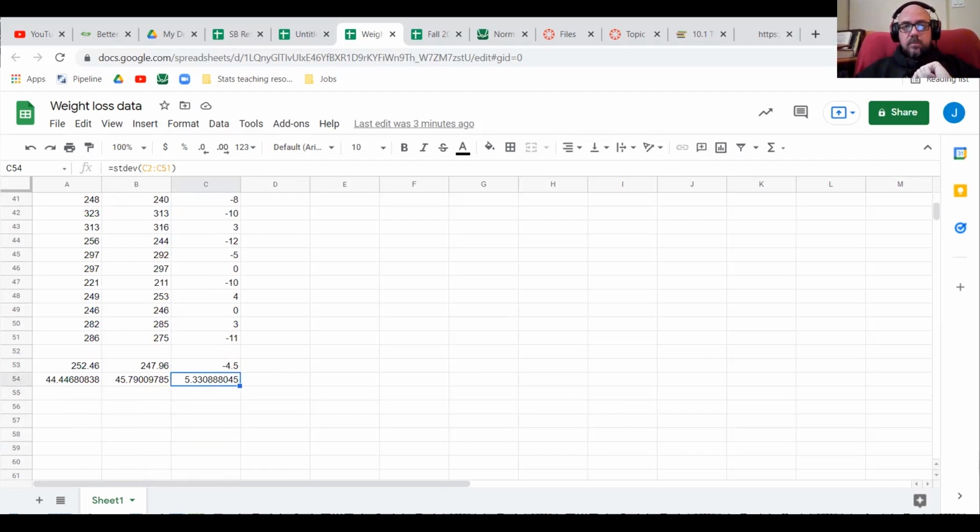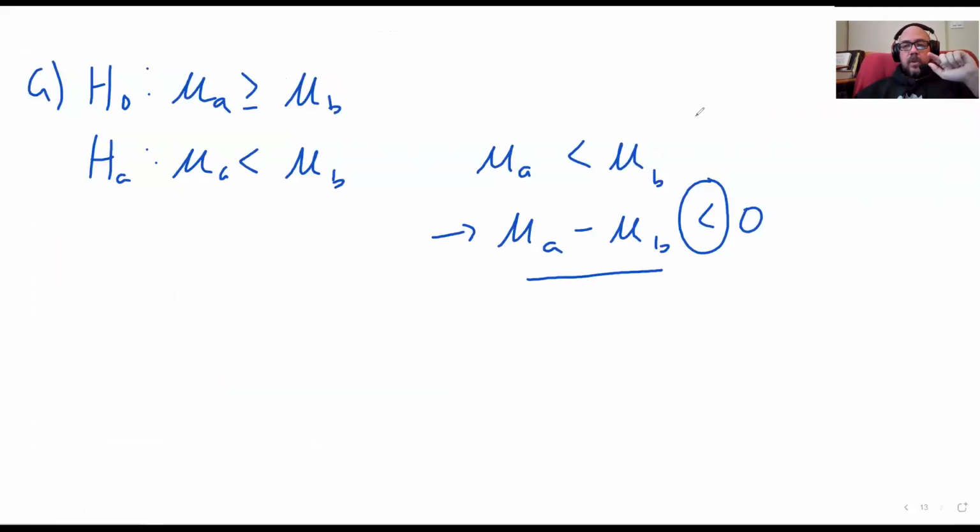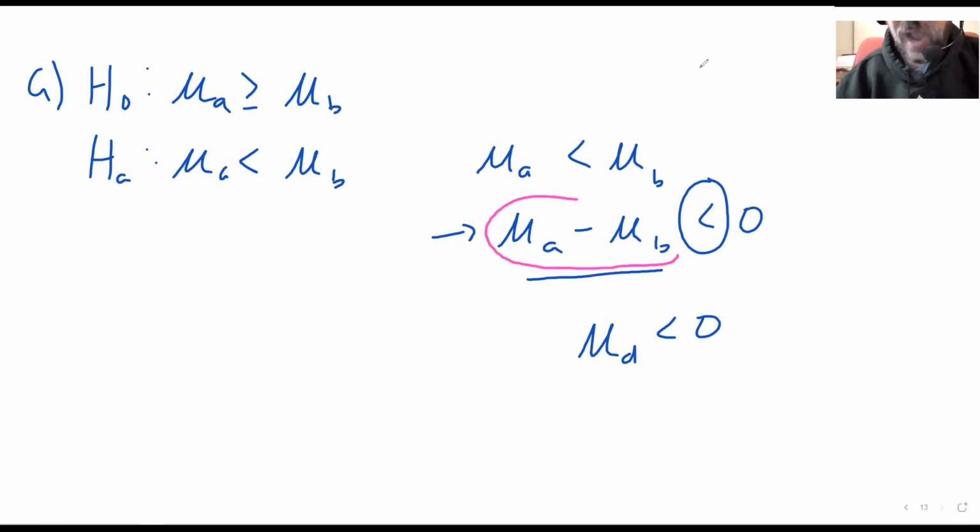Now, let me mention the thing that I hate the way books do. The books that I have seen, including your book, including this one, write this, mu A minus mu B, like this. They just call it mu D, the mean of the differences, less than 0. The reason I don't like that is it's really important the order in which you subtract. Doing after minus before is different than doing before minus after.